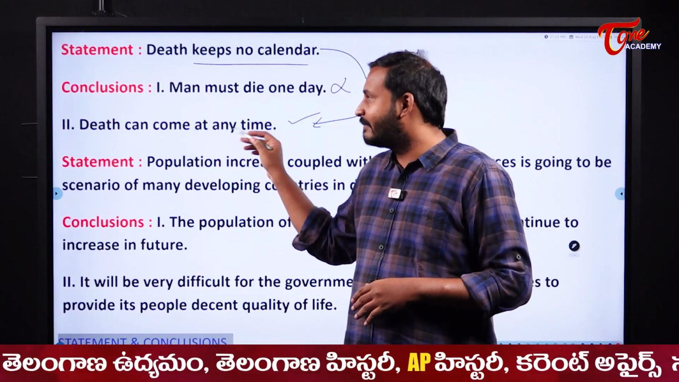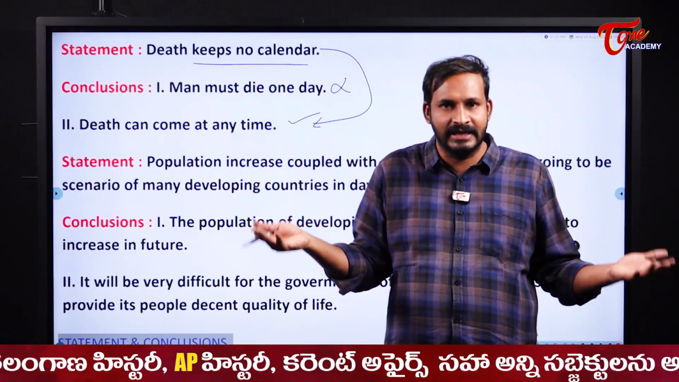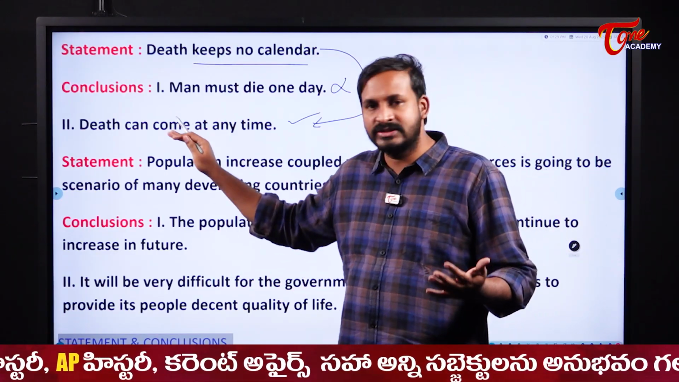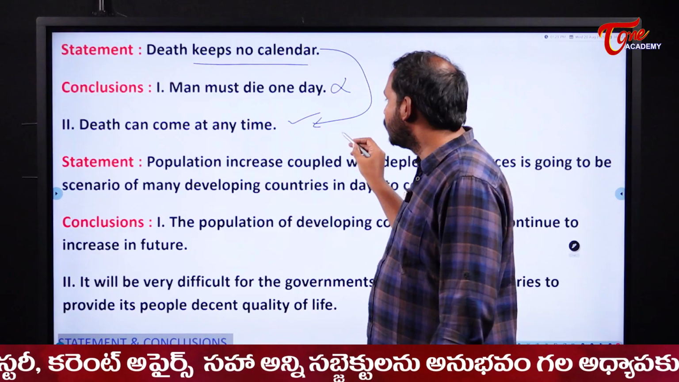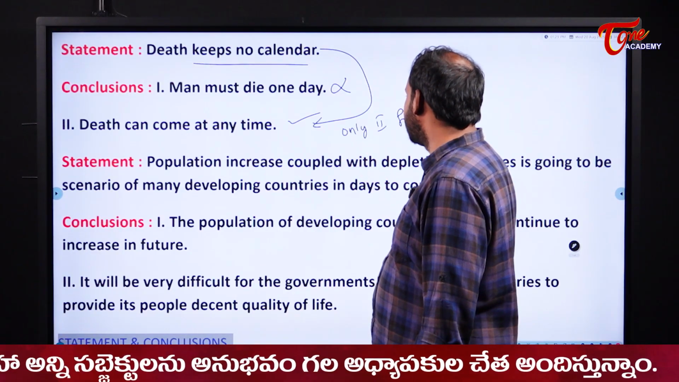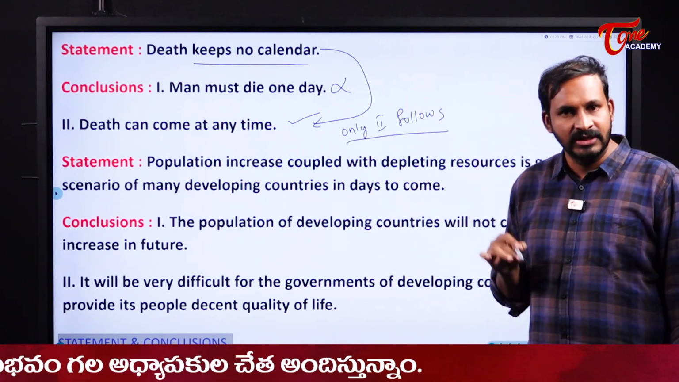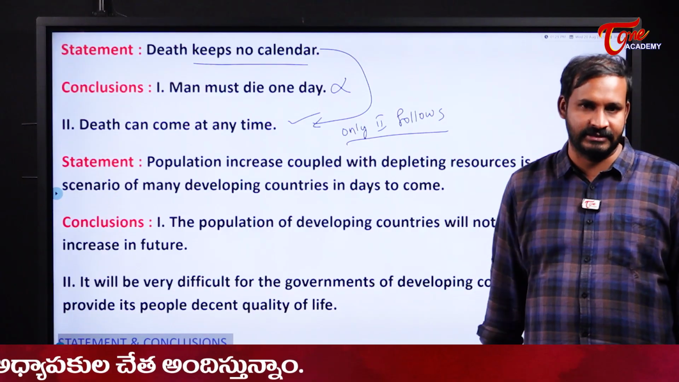Death can come at any time means the meaning of that one is death keeps no calendar. That means it can come at any time. The same statement was told in another manner. So here only 2 follows. First one, even though that is a universal fact, it is not at all relevant to my given statement. So I will say that it is not correct.